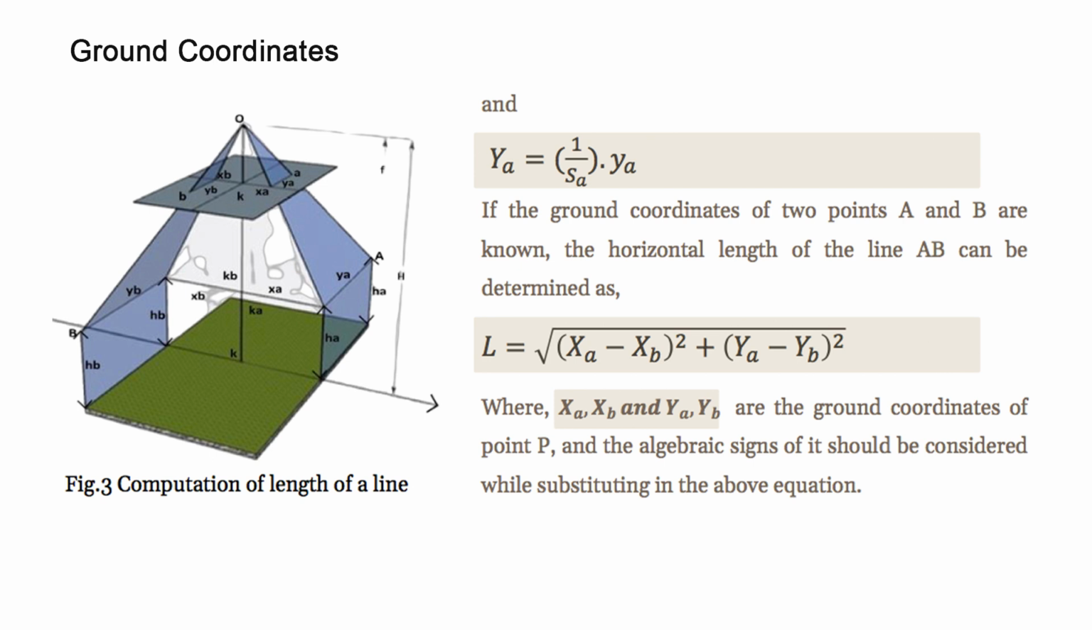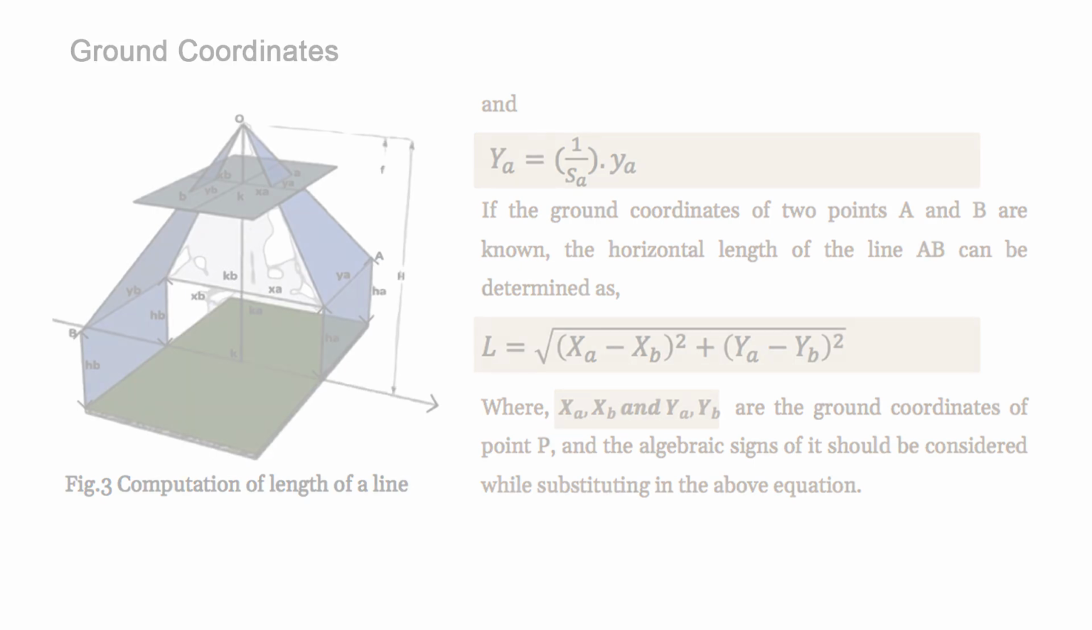So, if the ground coordinates of 2 points A and B are known, the horizontal length of the line AB can be determined using the formula L is equal to root of XA minus XB the whole square plus YA minus YB the whole square, where XA, XB and YA, YB are the ground coordinates of the points, and the algebraic signs of them should be considered while substituting in the above equation.